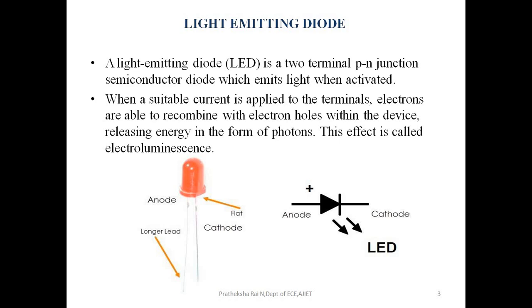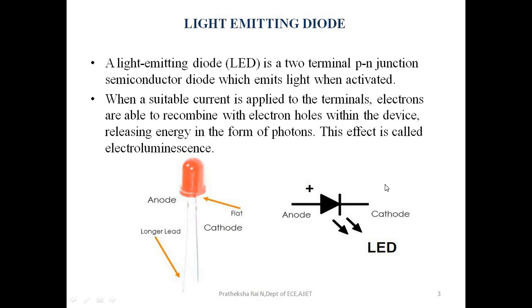Let us see what is light emitting diode. Light emitting diode is commonly called as LED. It is a two-terminal PN junction semiconductor diode which emits light when activated. If you check the symbol of LED, it is almost similar to a PN junction diode. It has two terminals, anode and cathode, and this arrow outwards represents it emits light when it is activated.